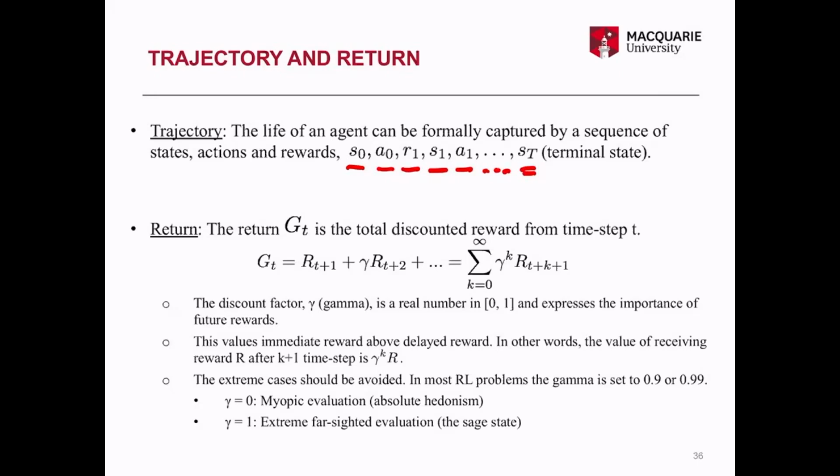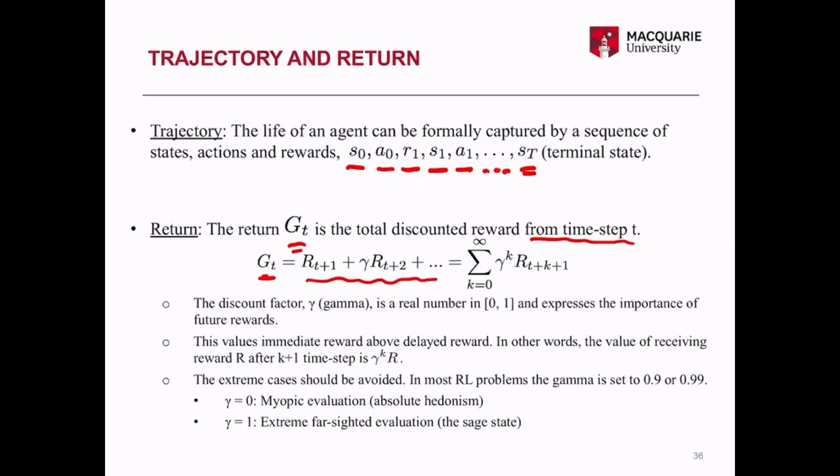And we use that to define our return. The return is the thing that we are trying to optimize, right? Remember that the goal of reinforcement learning is to optimize cumulative total reward. And return, or G of t, is the total discounted reward from time step t. So in each state, the return is what you get when you add all the rewards you will get in the future by being in that particular state.